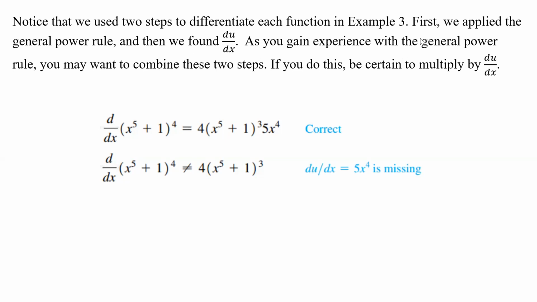So now as you gain experience with the power rule, what you want to do is combine these two steps all into one. It's going to be this same kind of thing. If we look at this one, we're going to take our power rule down. We're going to take 4 times this to the 4 minus 1, which is 3.